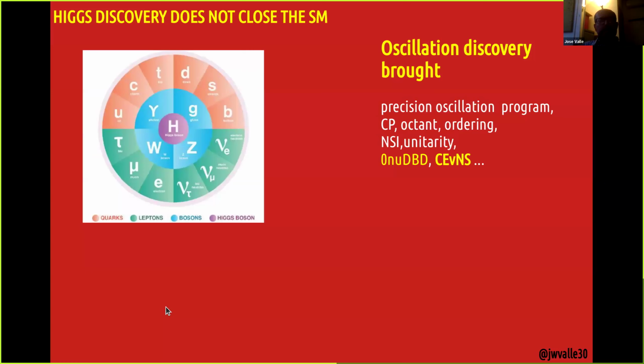So this brings me to the conclusion. The discovery of the Higgs boson has not closed the standard model. It is not the last brick of anything. The discovery of neutrino oscillation is at least equally important as the discovery of the Higgs. Sorry for those that don't agree.